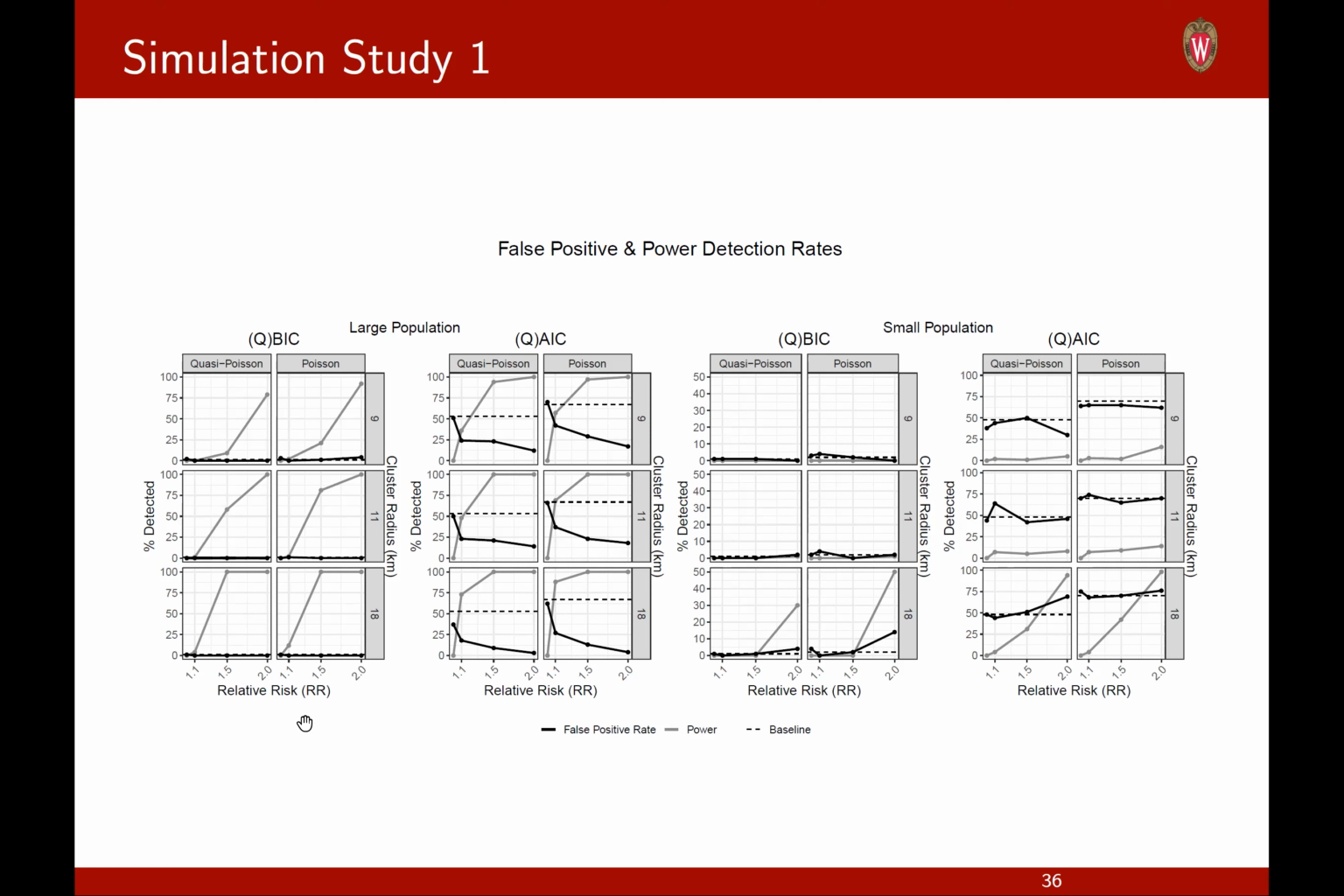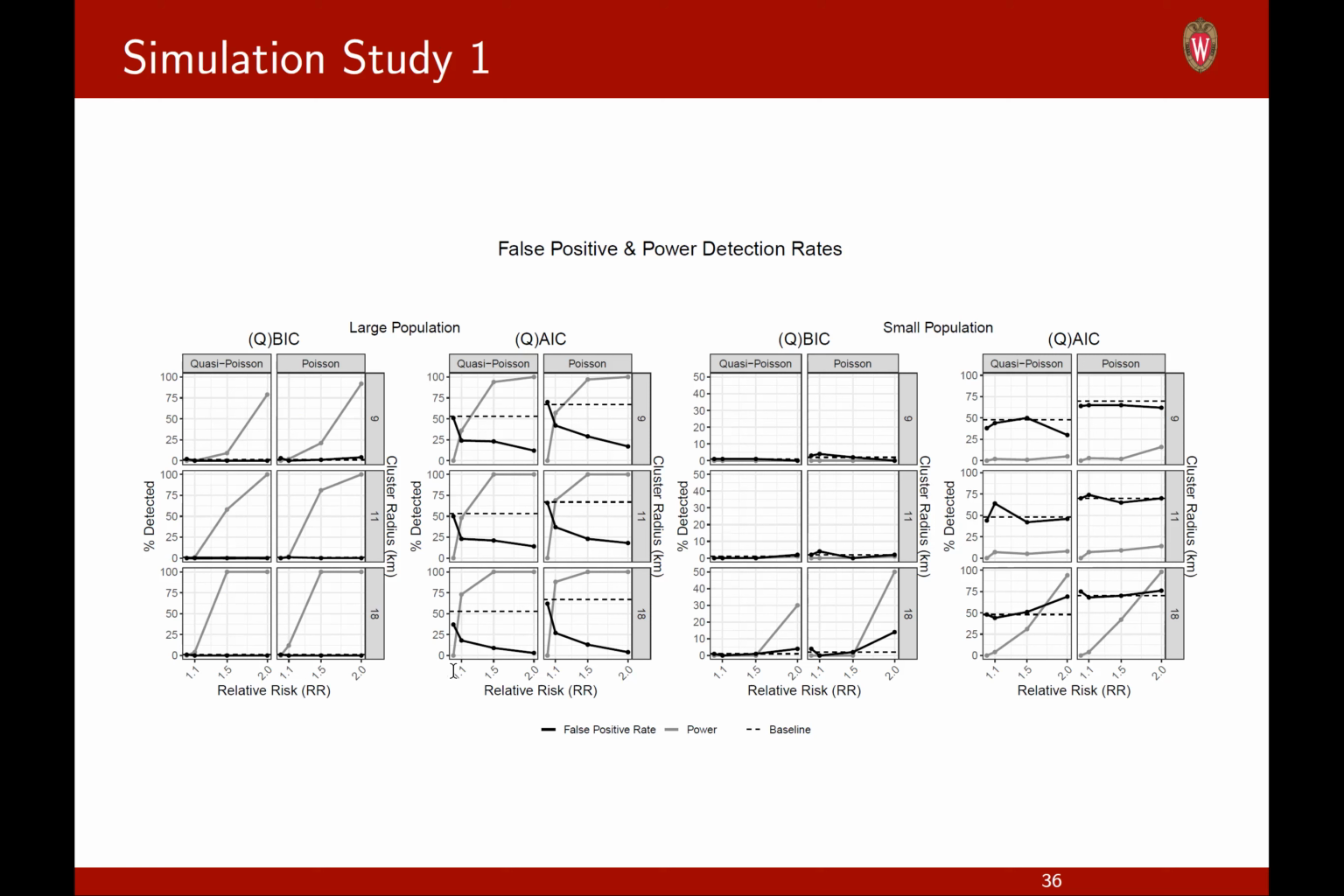Within each plot, our dashed line is going to be baseline detection. So under the null, when there are no clusters in the region, what's our detection rate, which we hope is near 0. Then power is in the light gray, and the false positive rate is in black.